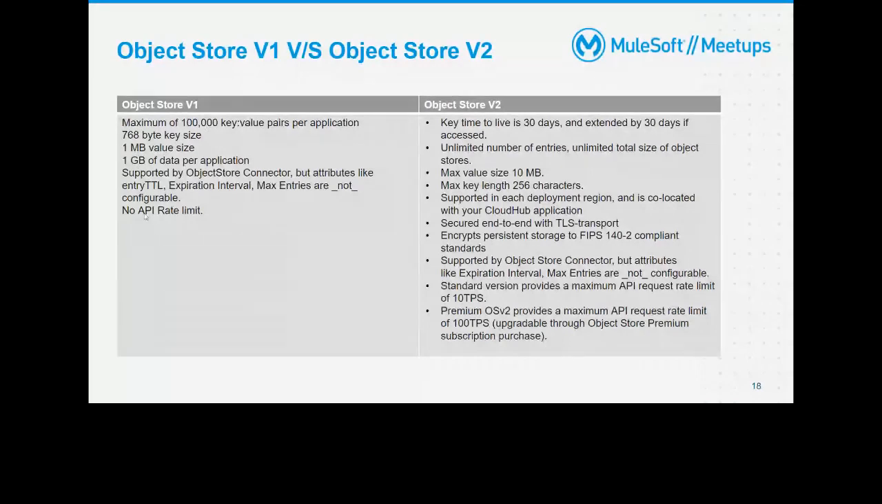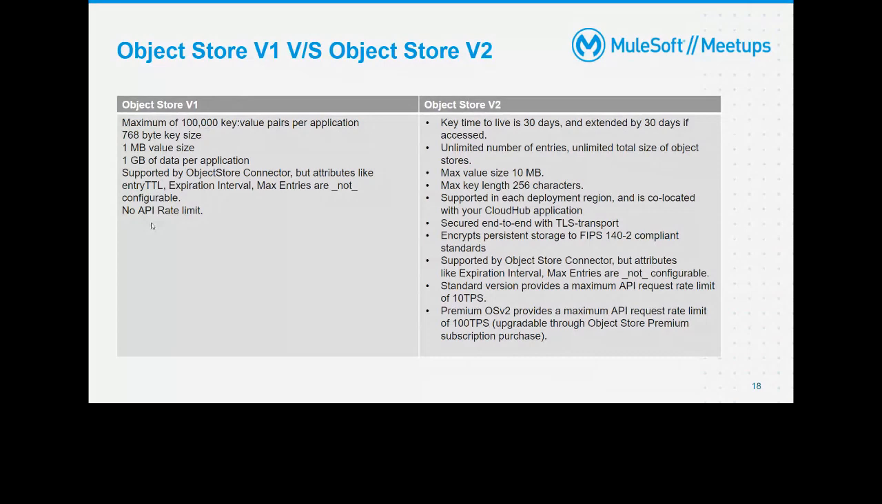One thing is, with object store 1 there is no API rate limit, but here we have 10 transactions per second. In premium we have 100 transactions per second. Here we have a value size of 10 MB and a key length of 256 characters. Here it is just 768 bytes. If you divide by 8, you will come to know what the key length can be.